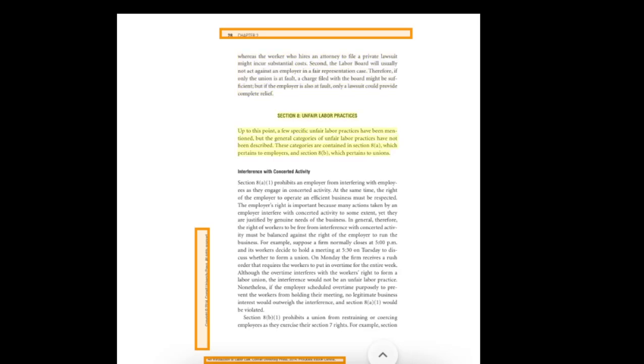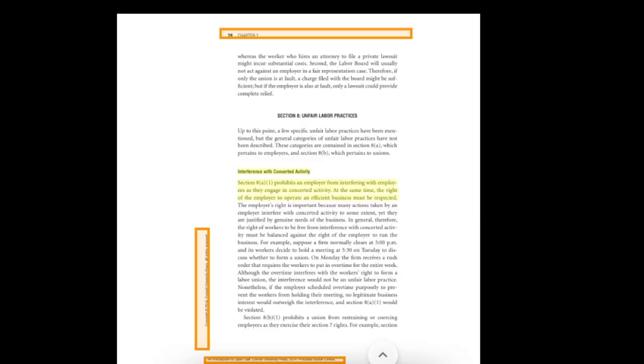Section 8. Unfair labor practices. Up to this point, a few unfair labor practices have been mentioned, but the general categories of unfair labor practices have not been described. These categories are contained in Section 8(a), which pertains to employers, and Section 8(b), which pertains to unions. Interference with concerted activity.